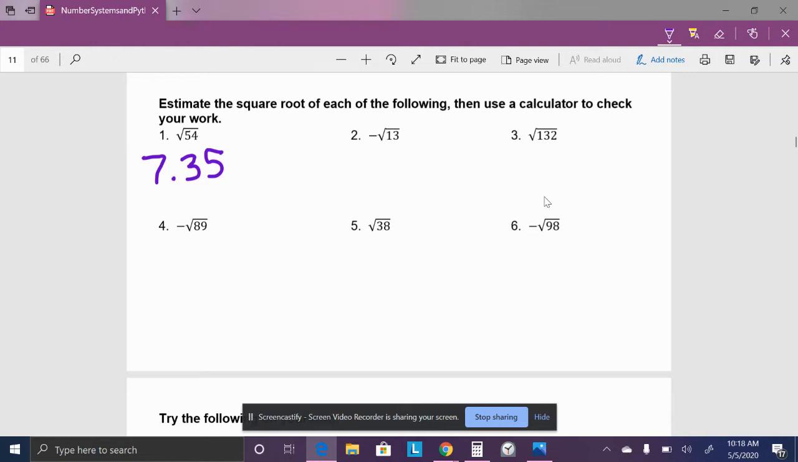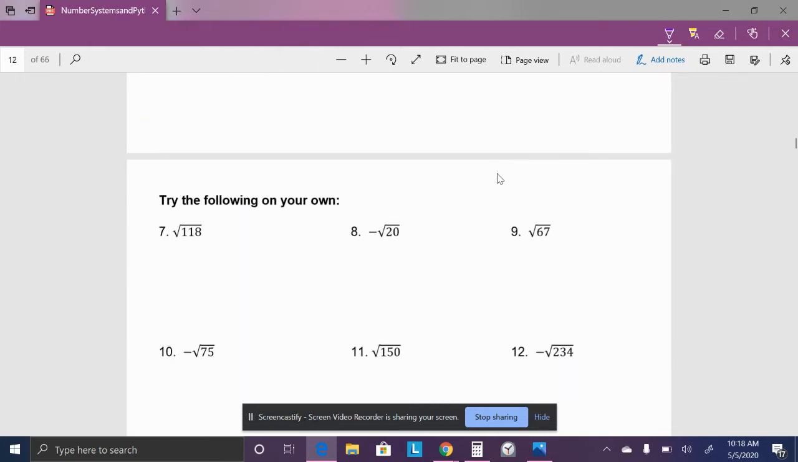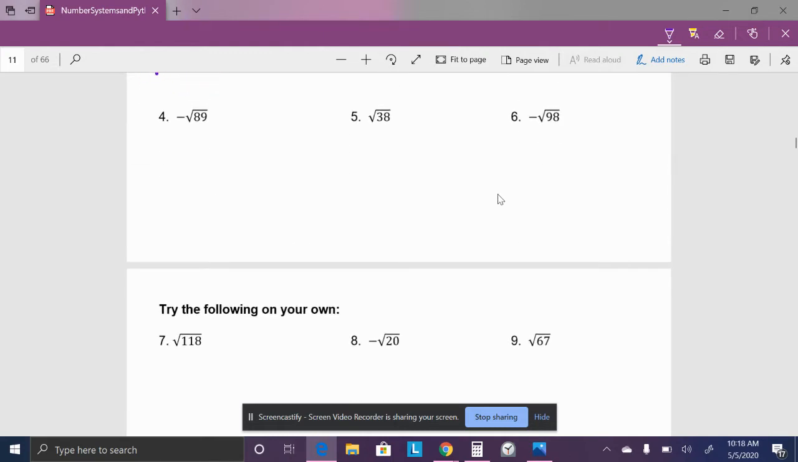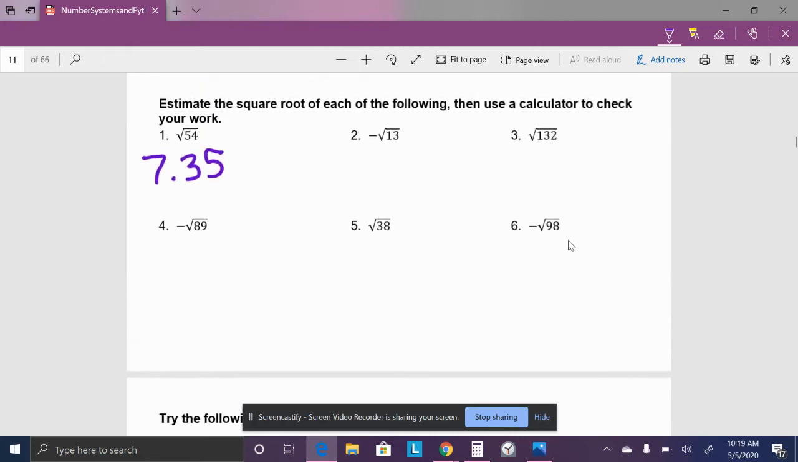That's rounded to the nearest hundredths. Okay. Let's look at a negative one. Let's do this one right here. Negative square root of 98. All right. Now be careful. Actually, we'll do 89. We'll do 89 here. Negative square root of 89.